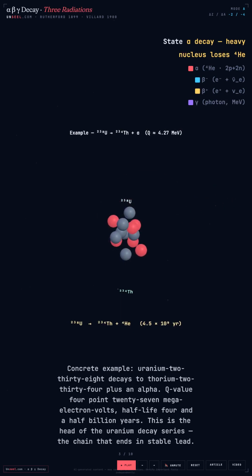Concrete example: uranium-238 decays to thorium-234 plus an alpha. Q value 4.27 megaelectron volts, half-life 4.5 billion years. This is the head of the uranium decay series, the chain that ends in stable lead.